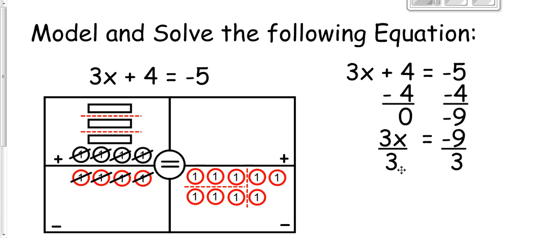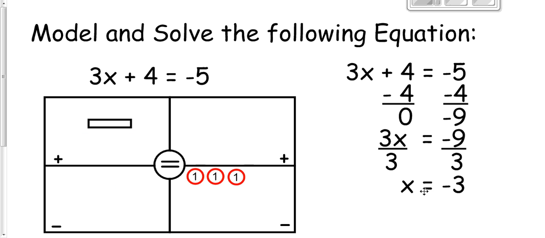Okay. Then you divide both sides of the equation by 3. So we draw our dotted lines to split our mats, both sides of the mat, into 3 equal parts. Notice when you do that, you find out that 1 x tile is worth 3 negatives, or -3. So x equals -3. So hopefully you got that one right.